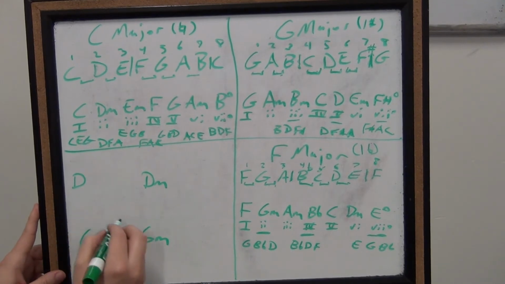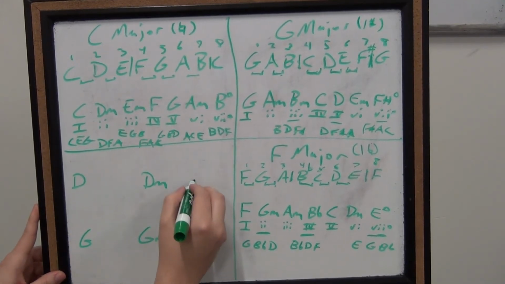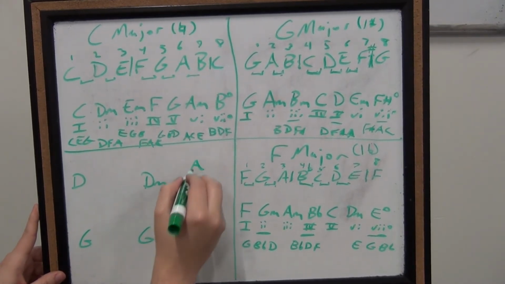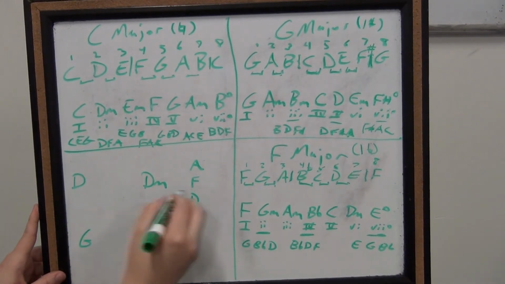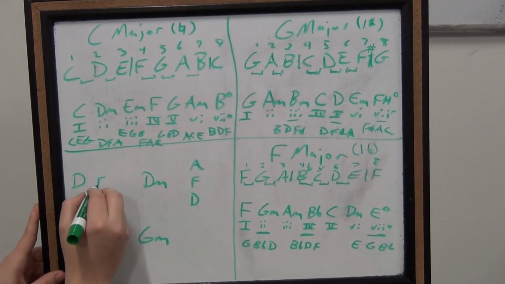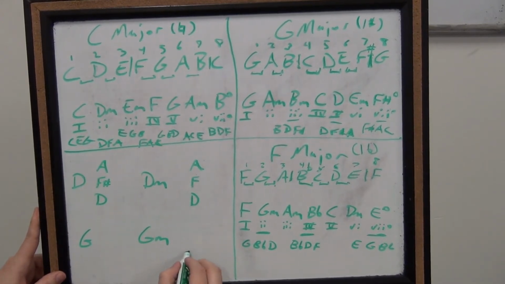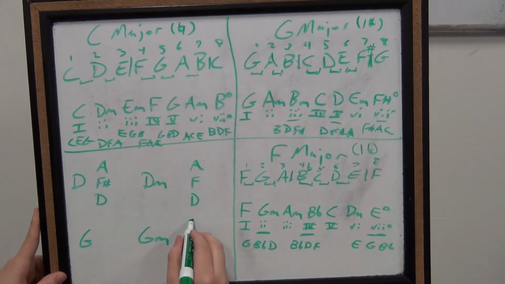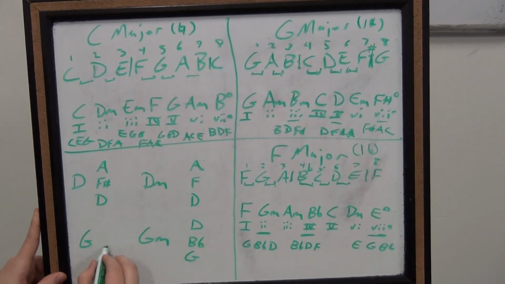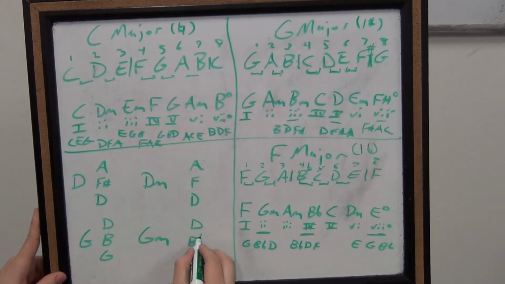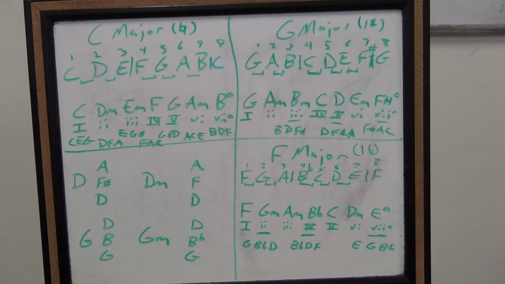Okay, so when we have a D minor, it's D, F, and A. And when we have a D major, it's D, F sharp, and A. When we have a G minor, it's G, B flat, and D. And when we have a G major, it's G, B, and D. So, what's the pattern here?